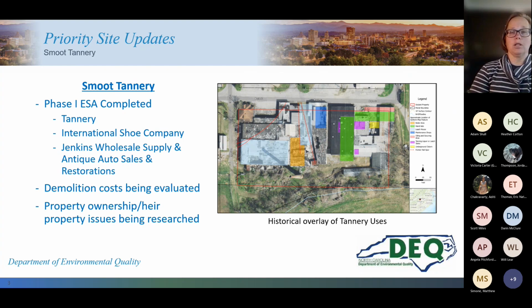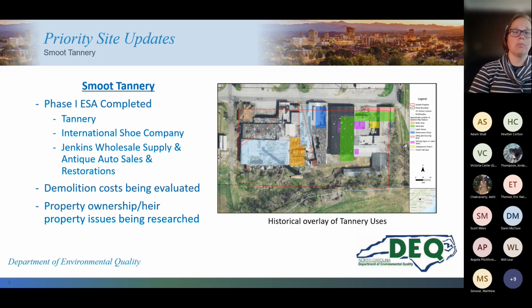We are still researching those, but with DEQ's authority, we were able to get a warrant to access that property and take a look around and see what the site conditions are. We knew it was a tannery, but what we were able to find, you'll see on this map, is kind of the summary of the historical tannery uses overlaid with the current buildings. So some of the buildings are from the tannery. A lot of them were destroyed in a flood in 1941.